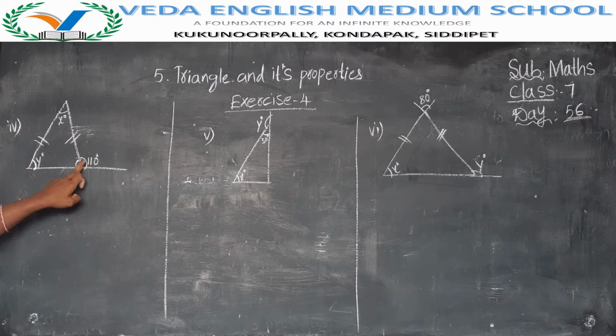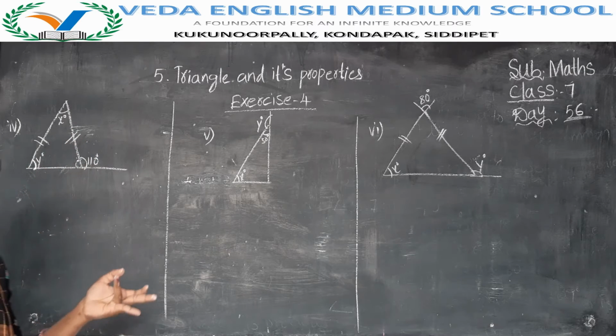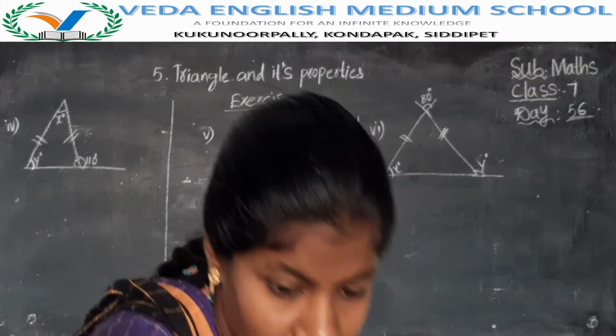Here we know only 110. We don't know this angle. So these two angles are equal, and they are represented by these lines. So how to find that?